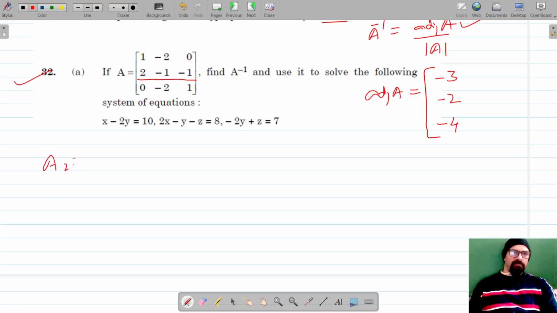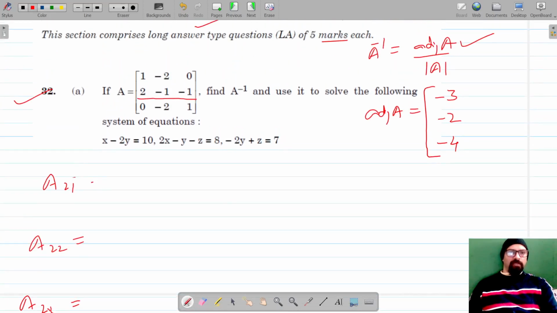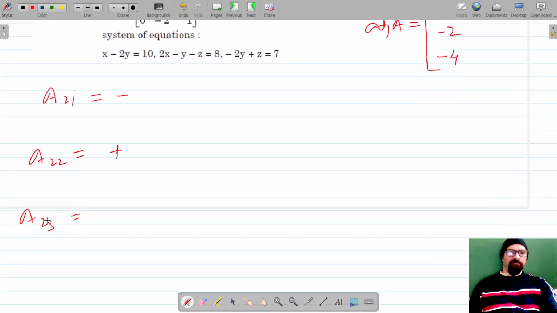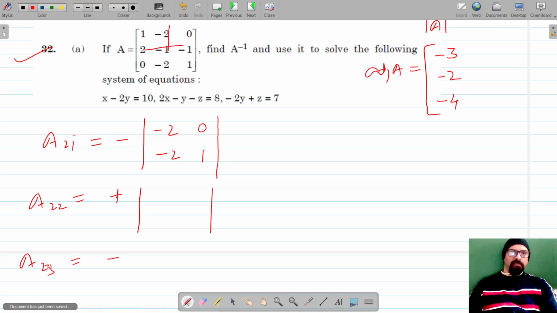Let's move on to find the cofactors of the second row. The first one is A21, the second is A22, and the third is A23. For A21, 2 plus 1 is 3, so negative; A22, 2 plus 2 is 4, even, so positive; A23, 2 plus 3 is 5, odd, so negative. Now remove the row and the column for the respective elements and write down the determinant. For A21, the determinant is negative 2, 0, negative 2, 1. For A22, remove the second row and the second column: this is 1, 0, 0, 1.